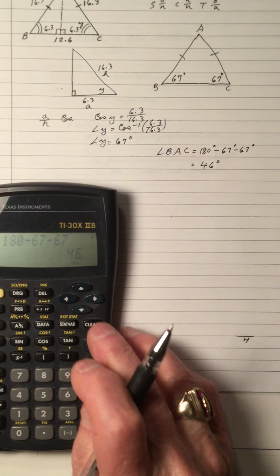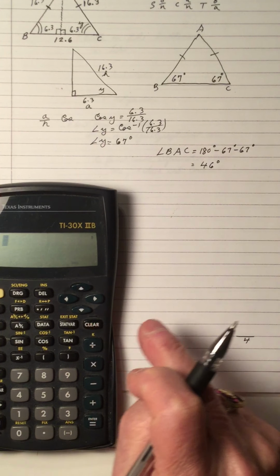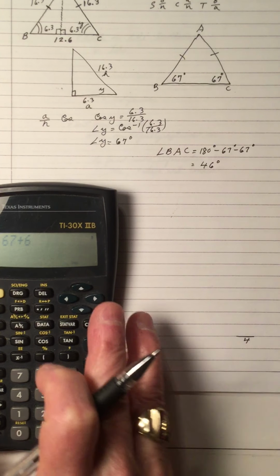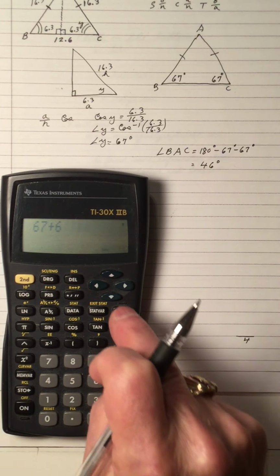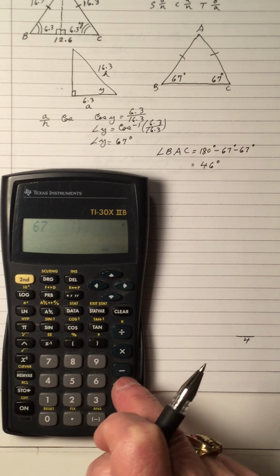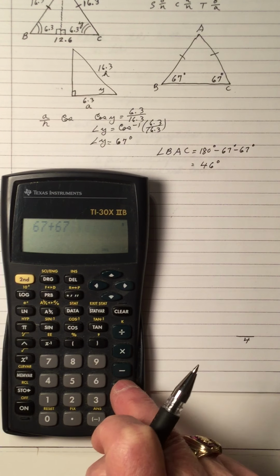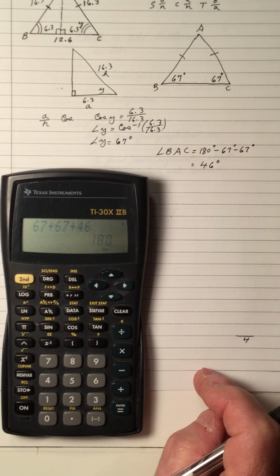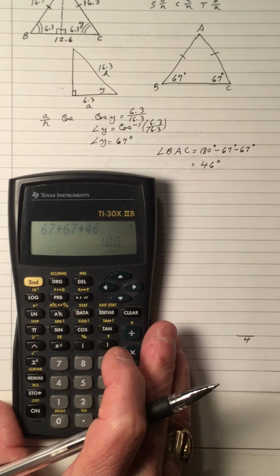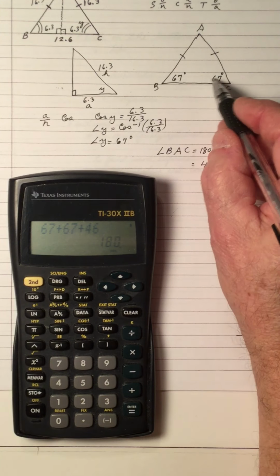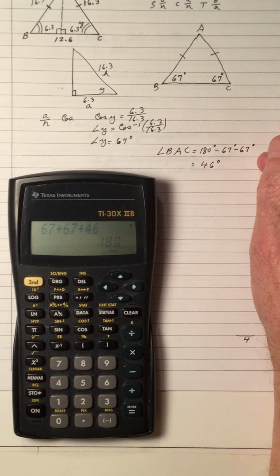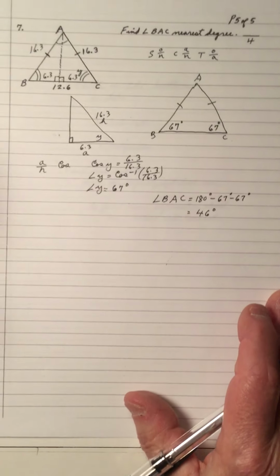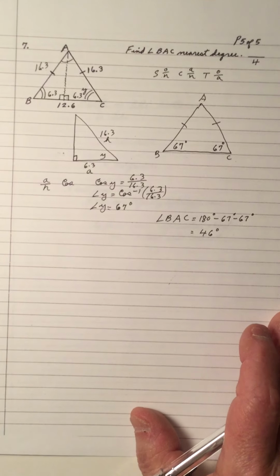And again, let's check it out. Watch. If we take 67, add on 67, add on 46, you should have 180 degrees in the triangle. I could have doubled these and subtracted from 180. You get the same thing. So anyway, that brings us to the end of the review on the word problems.